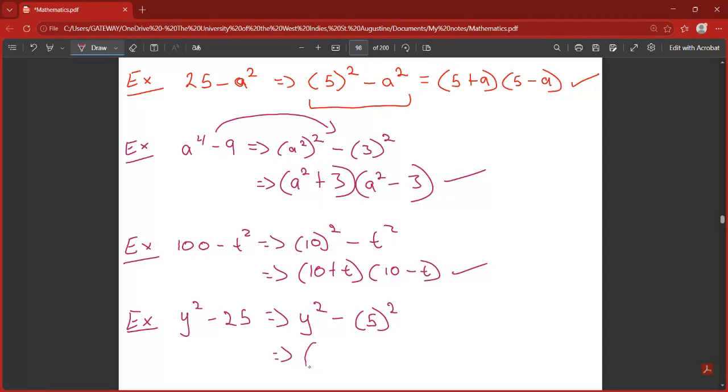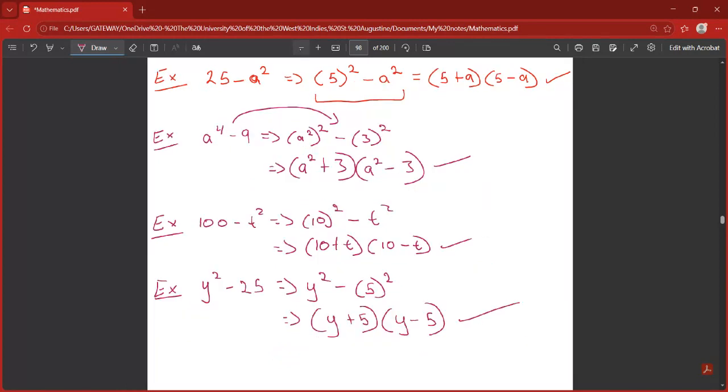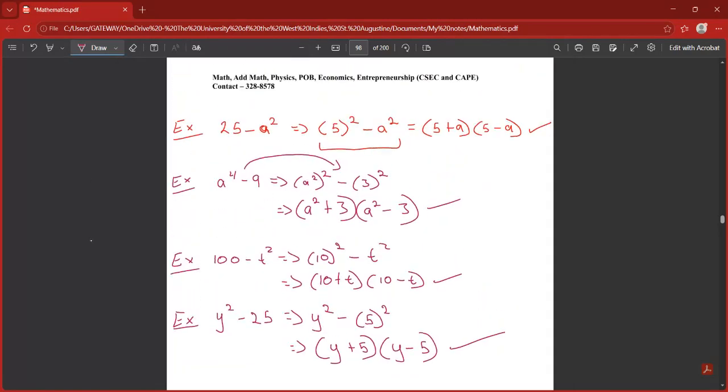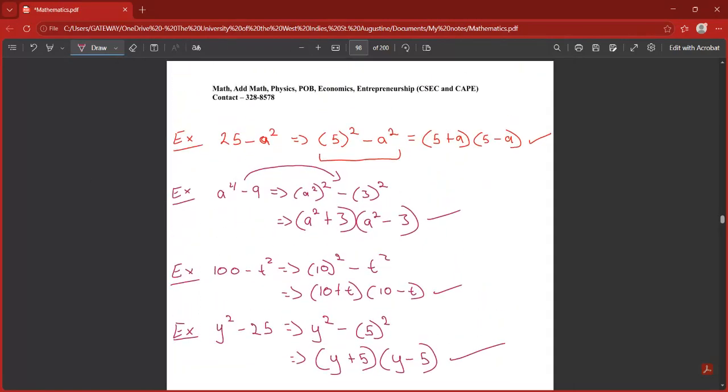So when you factorize this, it will be the first term, which is y, plus the second term, which is 5, open bracket, the first term, which is y, minus the second term, which is 5. And that's how you factorize the difference of two squares. You need to write it in the difference of two squares form first and then factorize it using the formula. So you all understand the solution here, right?